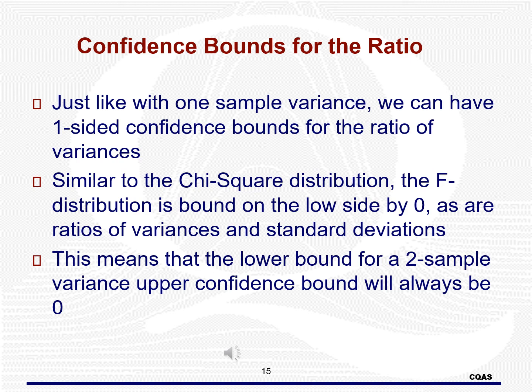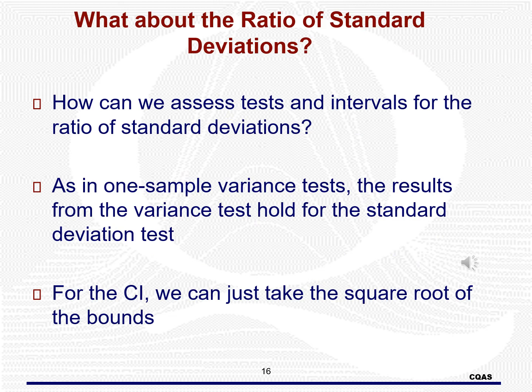Now we can look at the ratio of the standard deviations. Now, what do we do with the ratio of the standard deviations? Usually the results from a hypothesis test for the variance hold for the standard deviations as well. Now for the confidence intervals, we can just take the square root of the bounds. Remember that once you find the interval values, they are just constants and we can do whatever we want to them. Let's try an example.